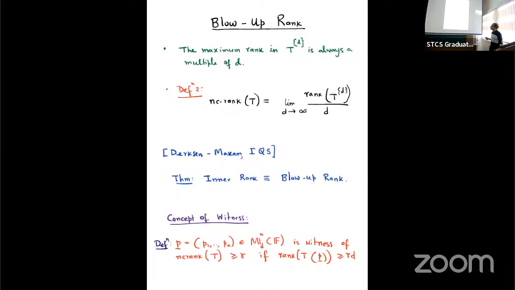Now, this gives this concept of witness. If you take a matrix tuple, I will call it a witness of rank at least R if the rank after you substitute variables by these points is at least R times D. Then I will call such a tuple a rank R witness. Any questions so far? The definitions?